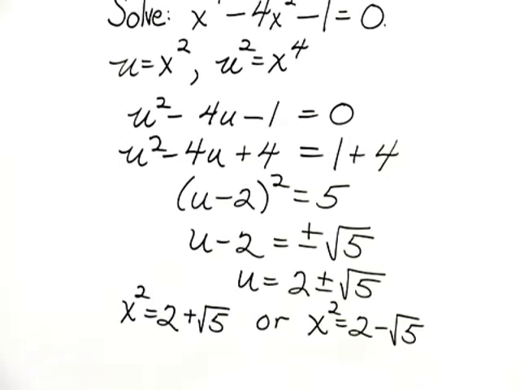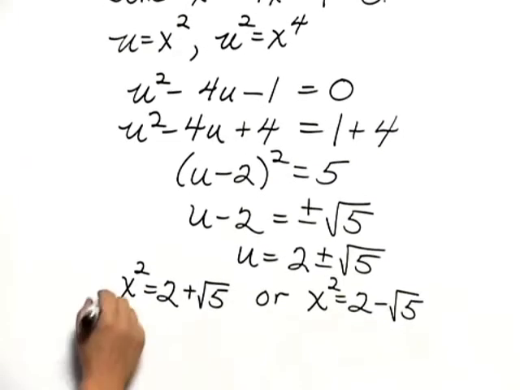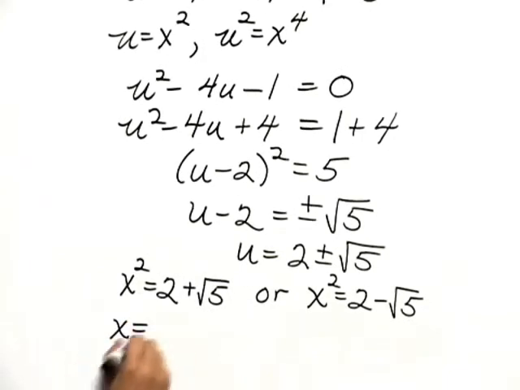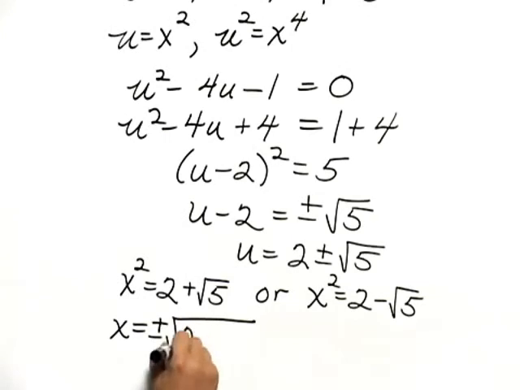Now we have to think carefully on one of these. Over here, 2 plus the square root of 5 will be a positive number. So if I use the principle of square roots, I would get x equals plus or minus the square root of 2 plus the square root of 5. And that's not a problem at all.